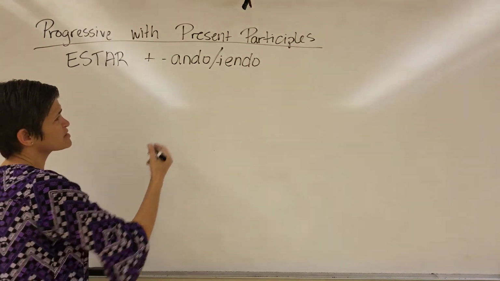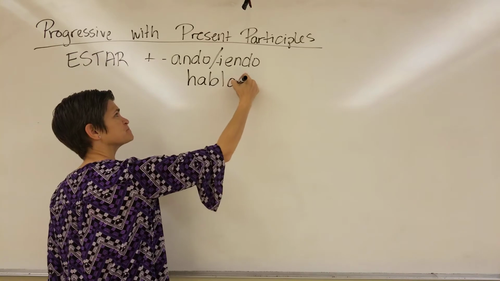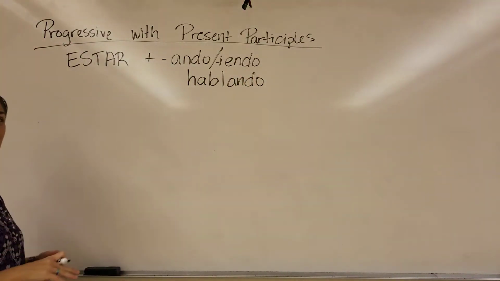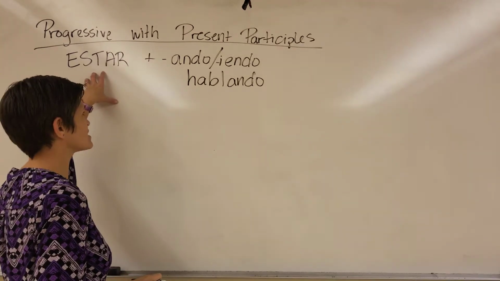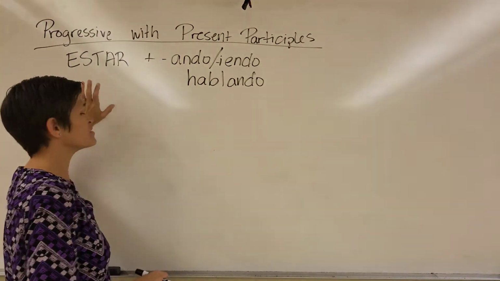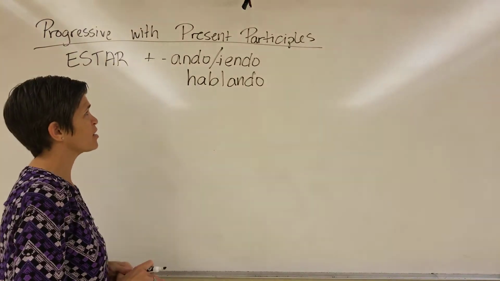So the present participle of words are things like hablando, and we've always used it with the verb estar. We can use the estar in the present tense to say I am talking, or we could use the estar in the past, in the imperfect, and say I was talking, estaba hablando.